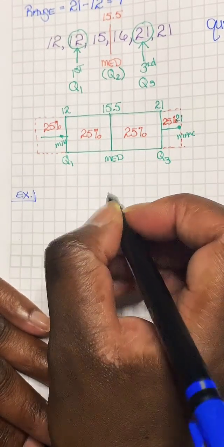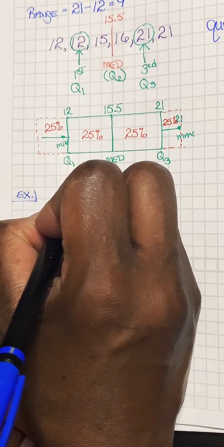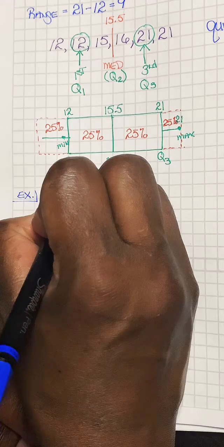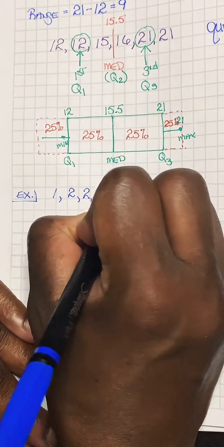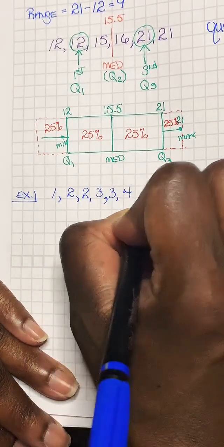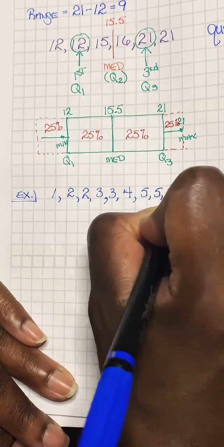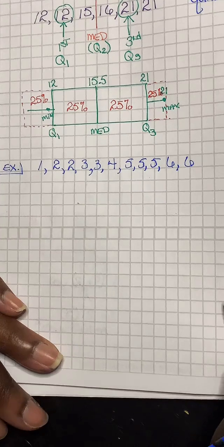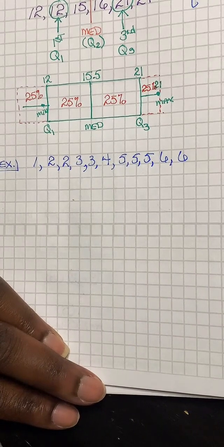All right. Okay, good night. Our last one. So I'm going to make it into this. So we have 1, 2, 2, 3, 3, 4, 5, 5, 5. I'll put it in order this time. 6 and 6. All right, this should be it. Okay, so we want to find our mean, our median, our mode, and our range.